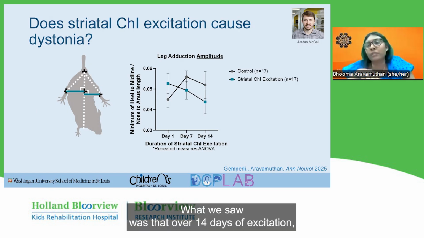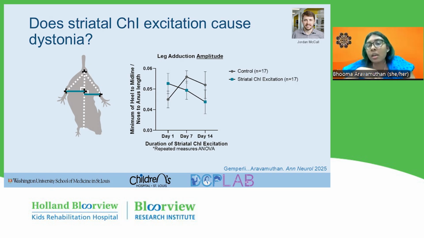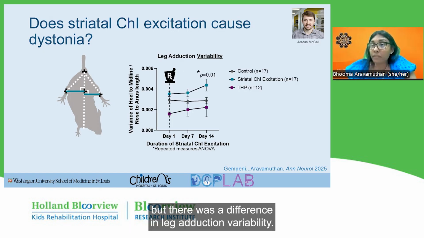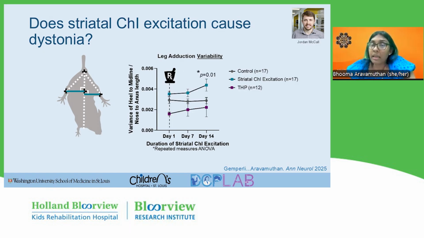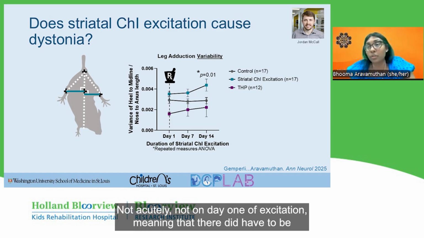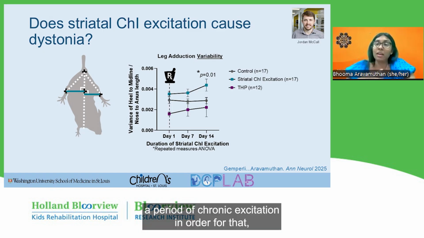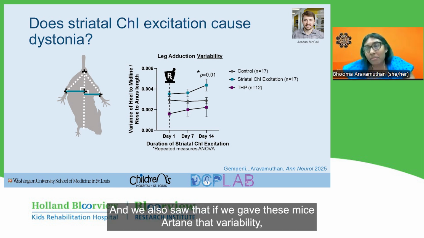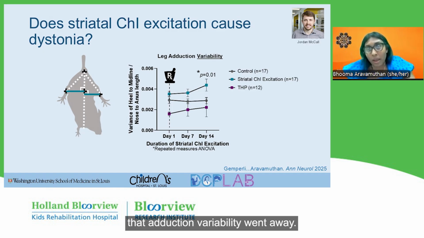What we saw was that after over 14 days of excitation, there was no difference in leg adduction amplitude in these mice, but there was a difference in leg adduction variability, although that difference only occurred at day 14, not acutely, not on day 1 of excitation, meaning that there did have to be a period of chronic excitation in order for that dystonic analog to set in these mice. We also saw that if we gave these mice artane, that adduction variability went away.